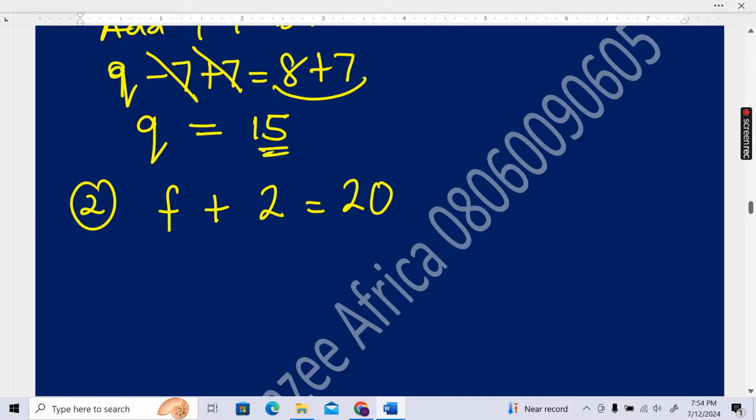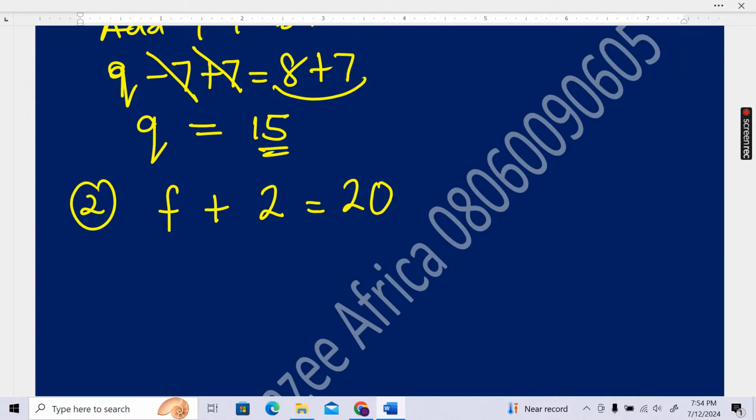Let's solve for number 2. Solve for x. F plus 2 equals 20. It means a number added to 2 will give us 20. So what is that number?